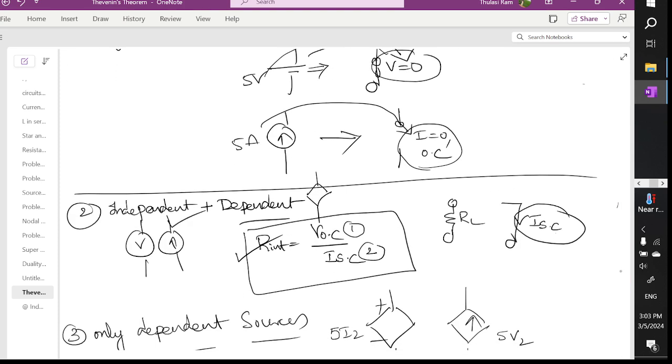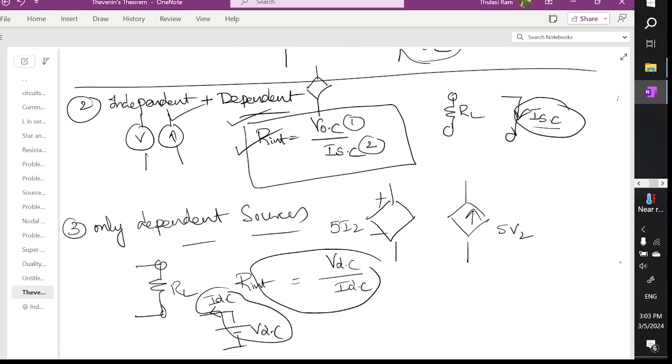If you have independent and dependent sources, what to do? Then you remove the load resistor, short circuit it, mark the current as short circuit current and find that short circuit current. You divide the open circuit voltage from the first step by the short circuit current from the second step. Then you can find R internal.